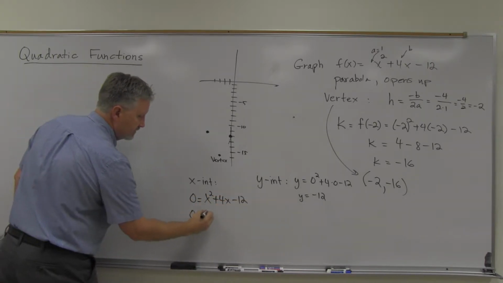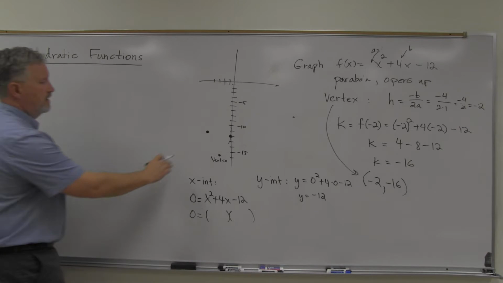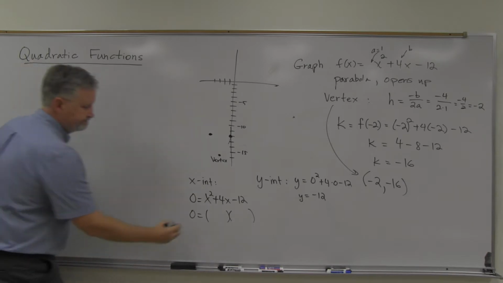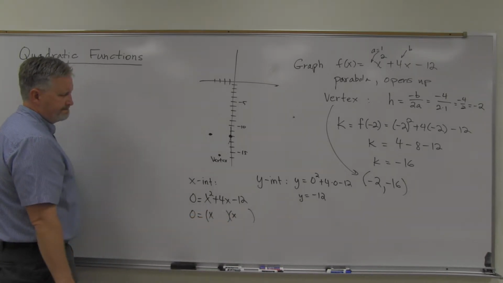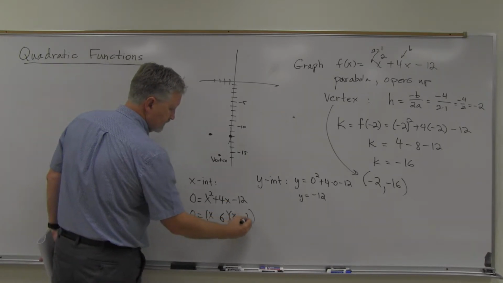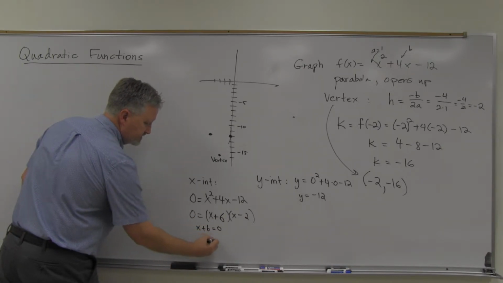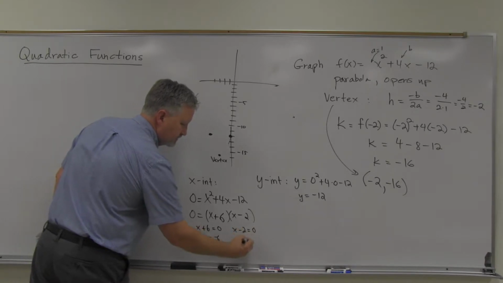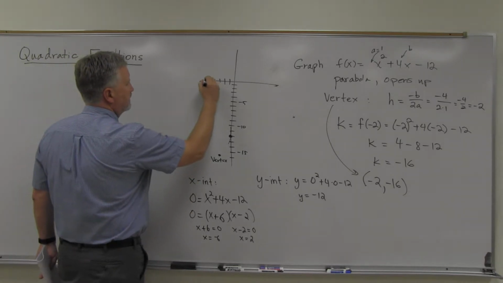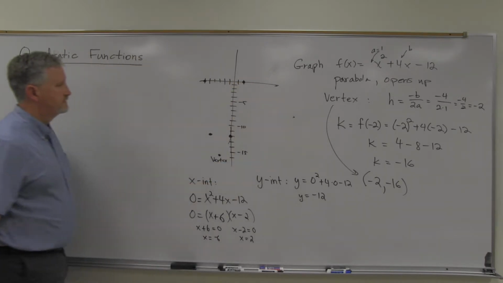And compute that. Factor. The ones I have you do are typically factorable. You got minus 12, 4 in the middle, 6 and 2, plus 6 and minus 2. So you got x plus 6 equals 0, so that's a negative 6 x-intercept, and then x minus 2, so that's an x equals 2 x-intercept. And so that's where my graph crosses the x-axis. Negative 6 and 2.